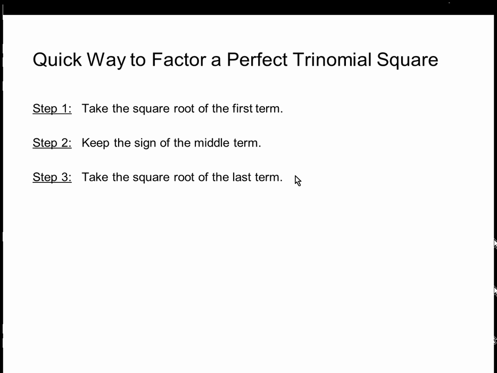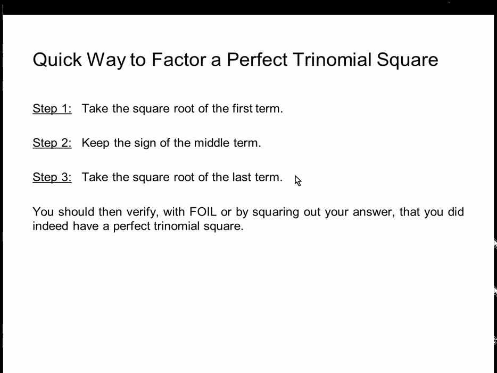And step 3, take the square root of the last term. Now again, for variables, that means divide the exponents by 2. For the numbers, you simply have to recognize the perfect square. Like 1 squared is 1, 2 squared is 4, 3 squared is 9, 4 squared is 16, and so on. So you should then verify with FOIL, or by squaring out your answer, that you did indeed have a perfect trinomial square.